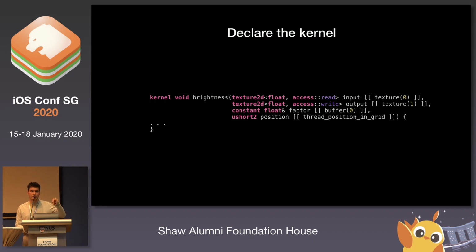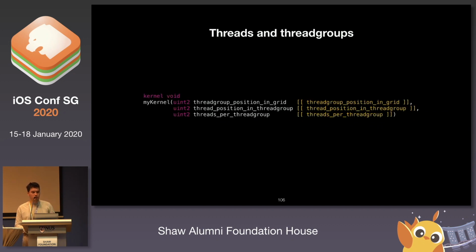Position indicates the location of the thread, so you can know which pixel to process with each individual thread. And you can also ask Metal for other meta information, not only the position of the thread. You can also ask for the position of thread groups or how many threads there are, but this is more of an advanced technique. For the simple stuff, we need only the position of the thread.